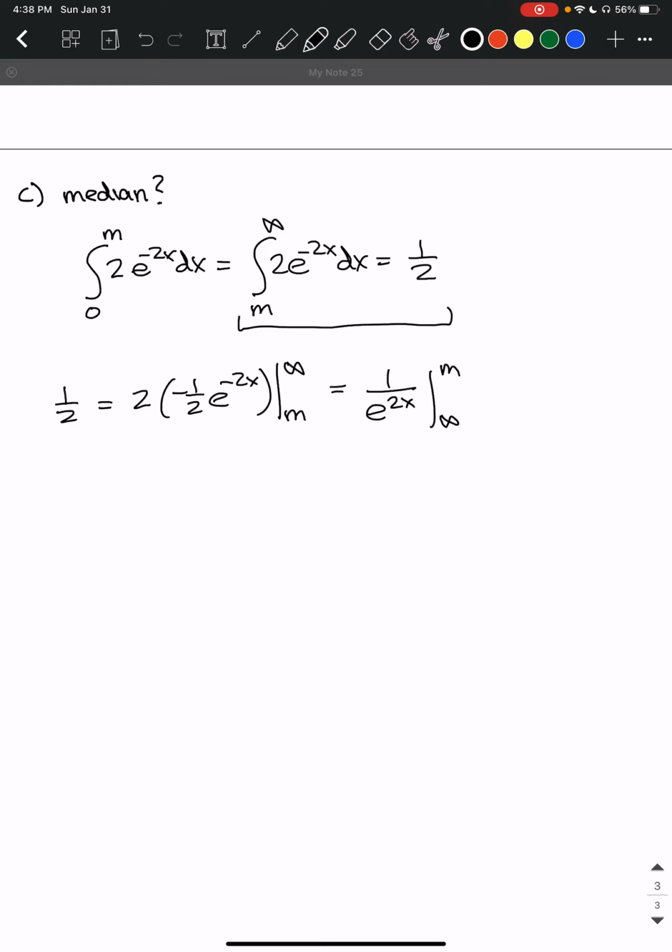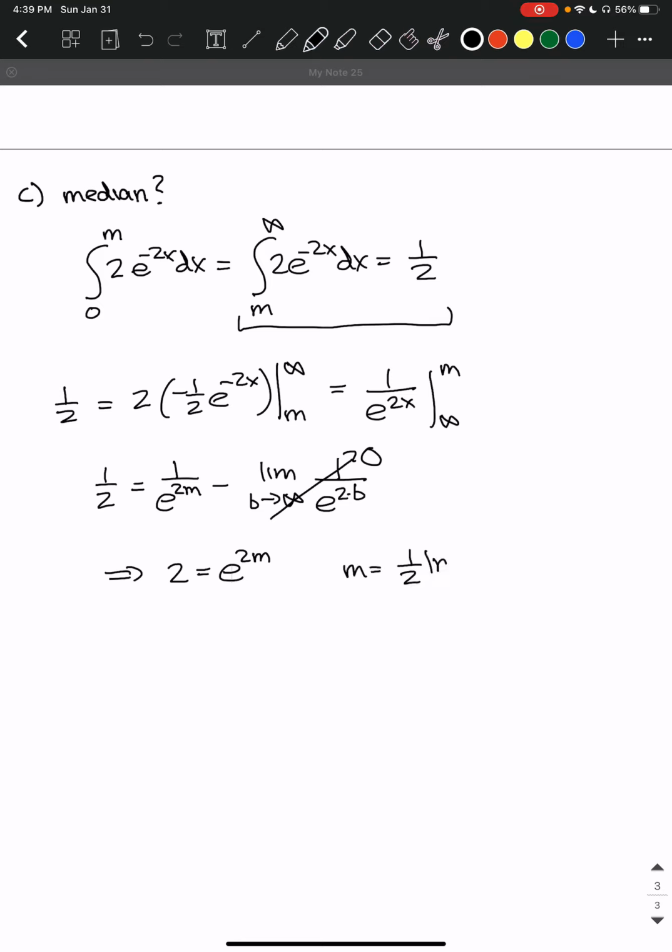We know what happens at infinity, right? So I have a half is equal to 1 over e to the 2m minus the limit as b approaches infinity of 1 over e to the 2b. Again, that's 0. This tells me that 2 is equal to e to the 2m. If you do a little bit of math, you get that m is equal to a half times the natural log of 2, which is also equal to the natural log of the square root of 2 by some properties here. Okay, so we'll do the decimals at the end.